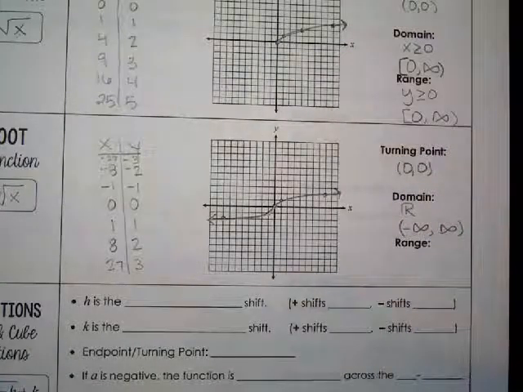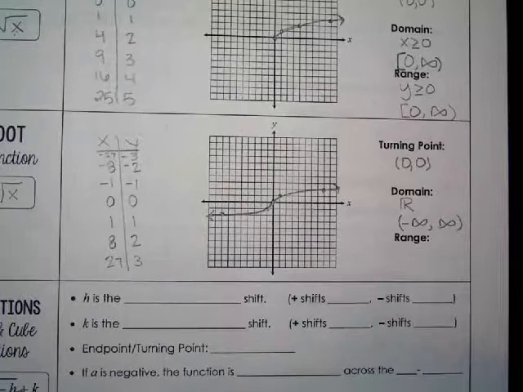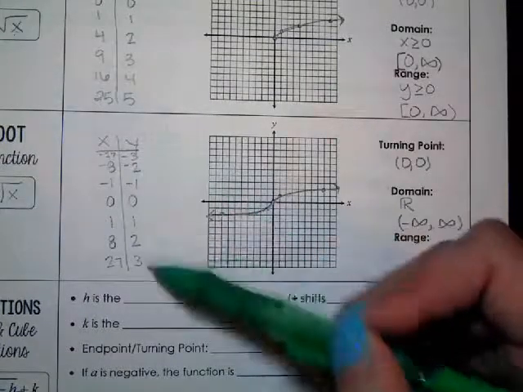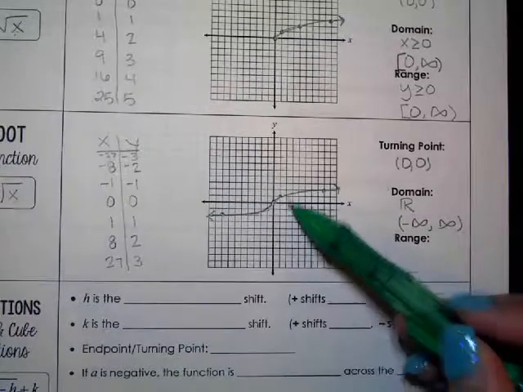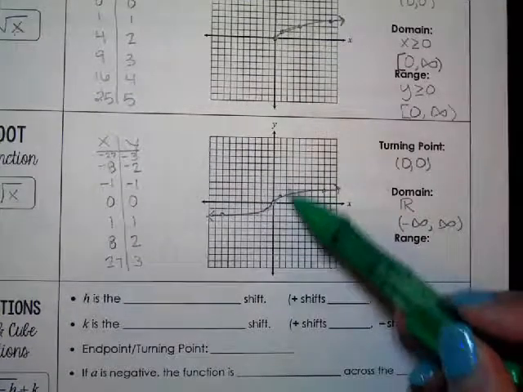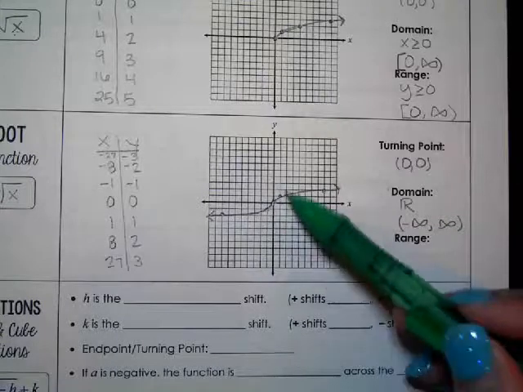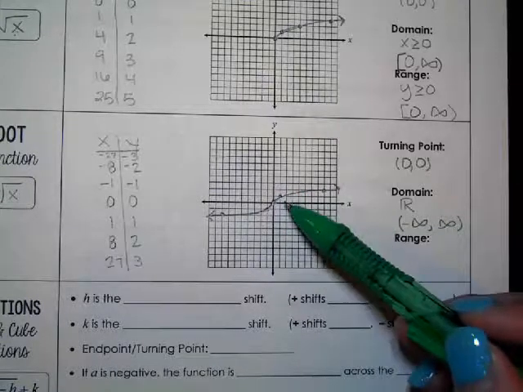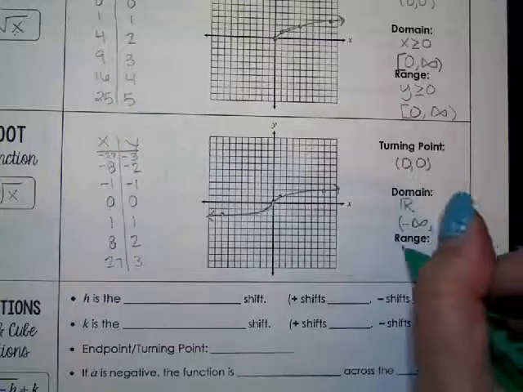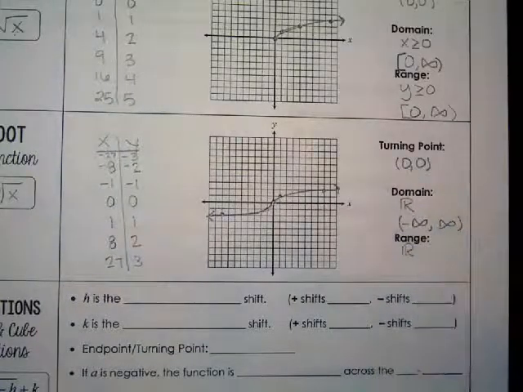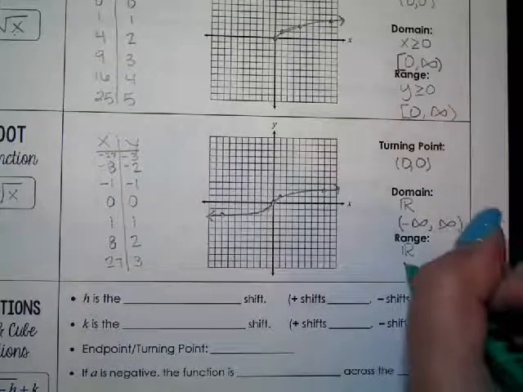Okay. What about the y values? You can look at the table too if that helps. So this time we're going up and down. It looks like it doesn't go up and down as much, but we're still seeing arrows. So what do we notice? All real numbers, yeah. All real numbers again, or negative infinity to positive infinity.